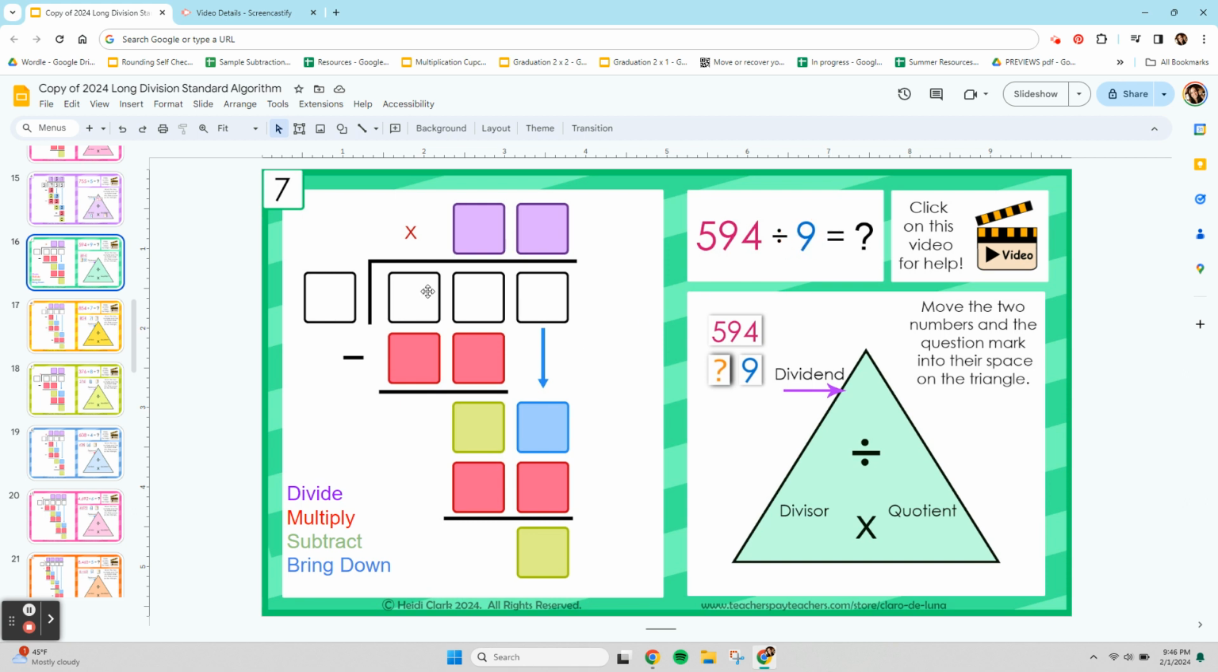I'm going to show you how to do 594 divided by 9. If you have this slideshow, you can just click on the boxes and type, and if you don't, you can still follow along with a whiteboard or a piece of paper as we do this division problem.